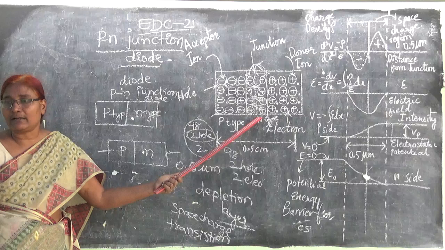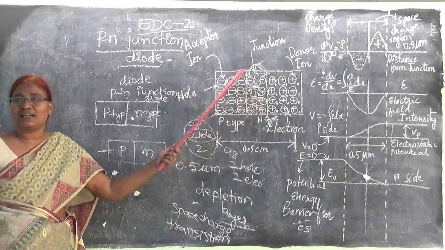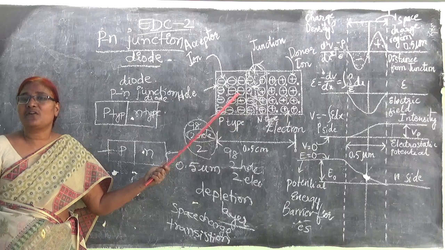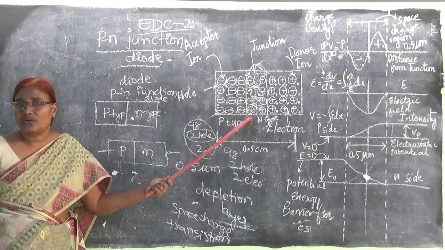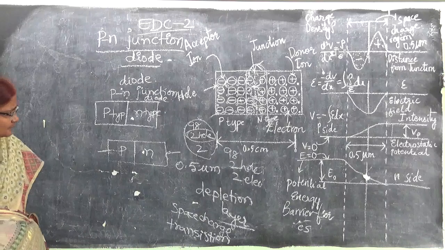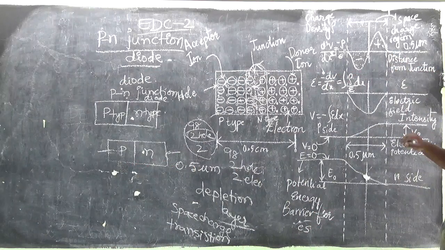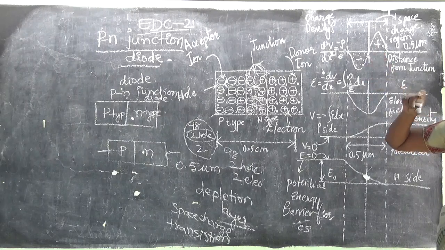Depletion layer. So this will decide the behavior of your electronic device called the PN junction diode. Understood? Next one. Now we can observe here, this is the charge density.